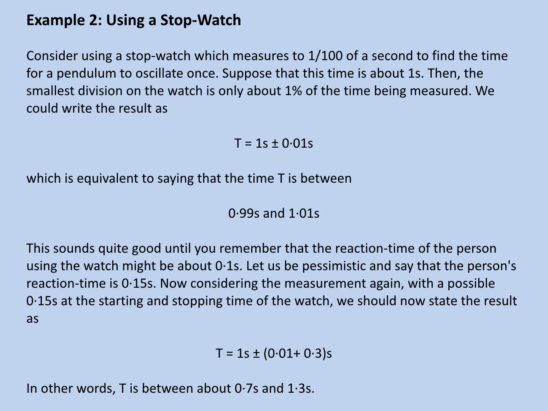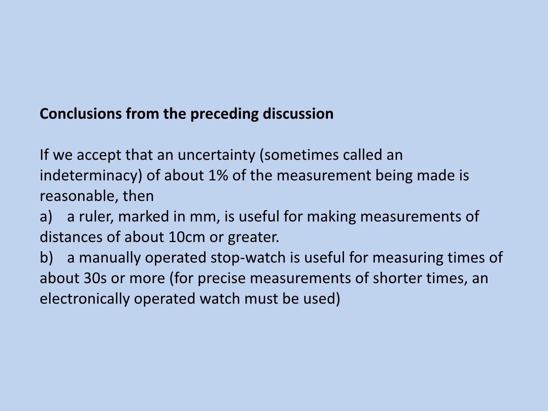So it could be anywhere between 0.7 seconds and 1.3 seconds. So let's just go through conclusions from that discussion we've had. If you accept the uncertainty, sometimes called the indeterminacy, of about 1% for the measurement being made, if that's a reasonable sort of error, then a ruler marked in millimetres will be useful if you're measuring 10 centimetres or greater. Anything under that is going to be more than 1% error.